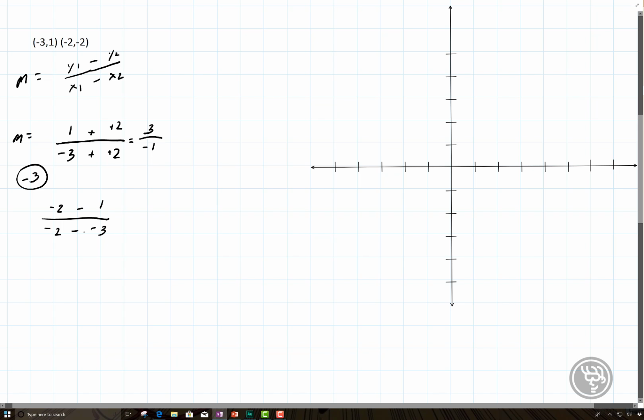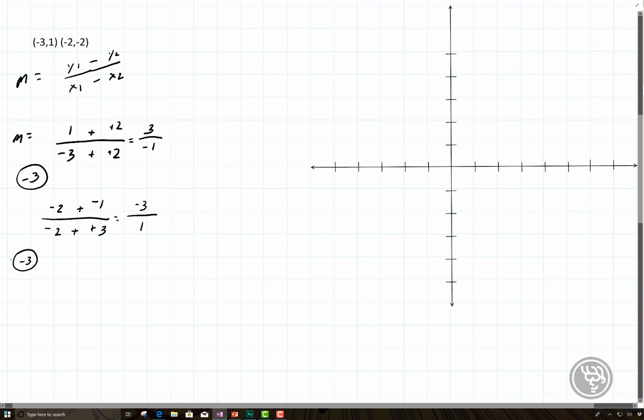Okay, I don't believe in minuses, so once I have minus 2 minus a minus 1, usually I like to turn it to addition, so plus a negative. Two negatives together become a plus. So this becomes negative 3, and then this becomes minus 2 plus a 3, positive 1. Okay, so as you can see, this is also negative 3. It doesn't matter which point you use.